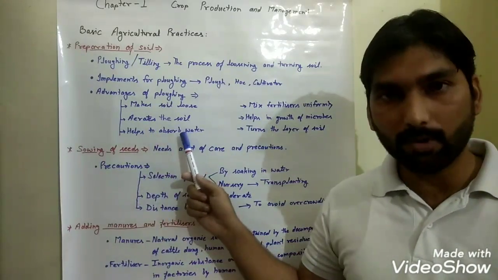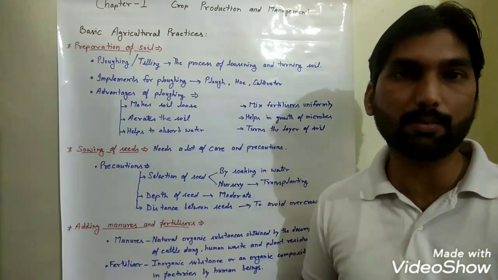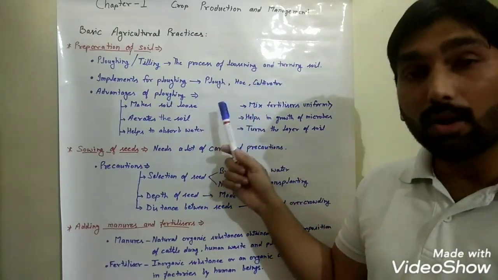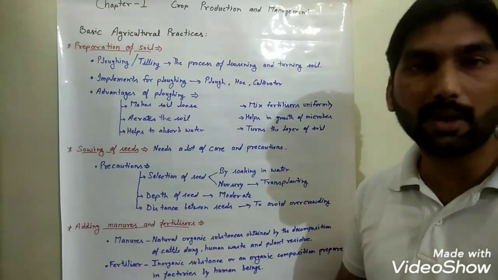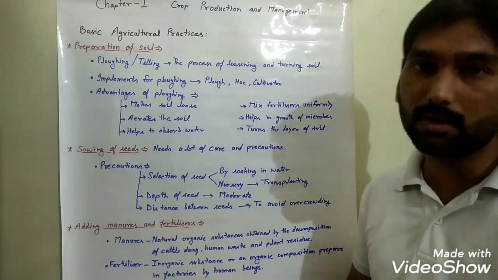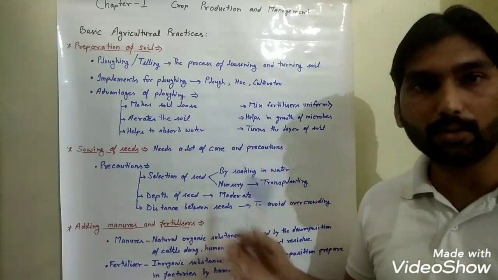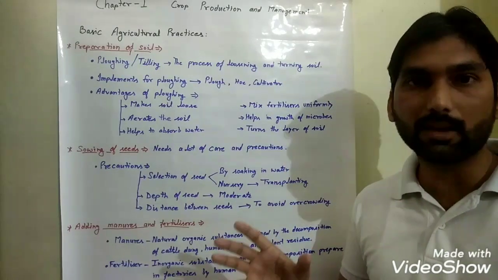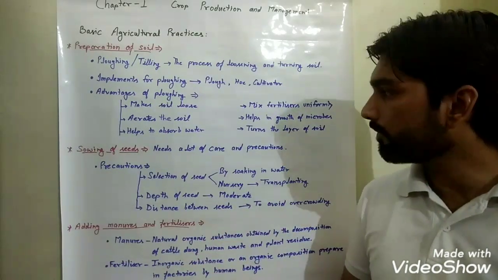It also helps to absorb water because the water holding capacity of loose soil is much more than that of hard soil. Plowing also helps to mix fertilizers uniformly throughout the field so that each and every plant can absorb fertilizers or manures from the field. Plowing also helps in the growth of microbes and earthworms living in the soil, and we know that these are the decomposers which make our soil fertile.